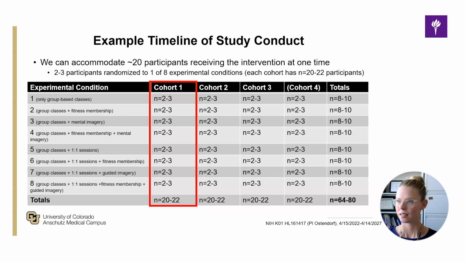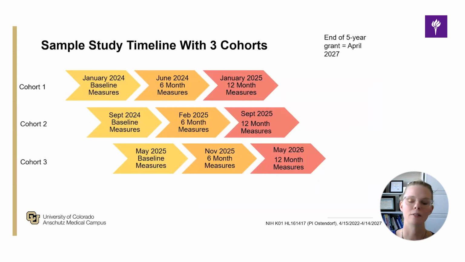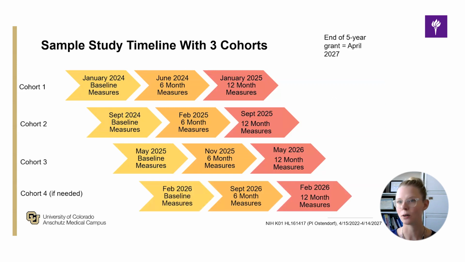So by reducing the sample down to 64, that means we could actually complete the study within 3 cohorts and not have to do 4. And that provides some huge benefit in terms of the timeline, because then we could ideally complete the study by May of 2026, giving almost a full year before the grant ends to have all of the data collected and start the analysis and the writing of the R01. We also, with this design, still have the ability to conduct a 4th cohort if needed, and we could still fit that in the timeline.